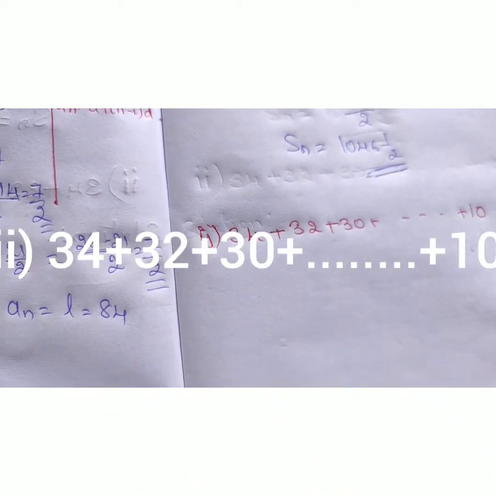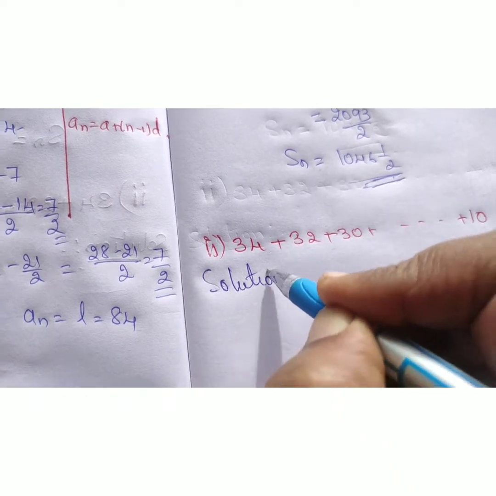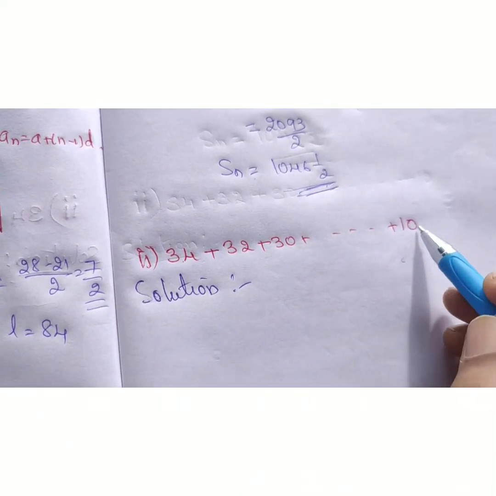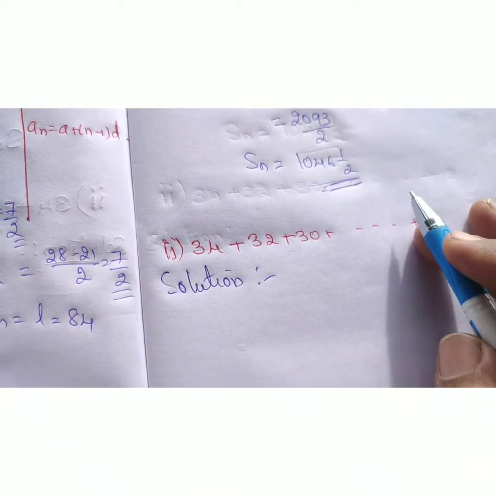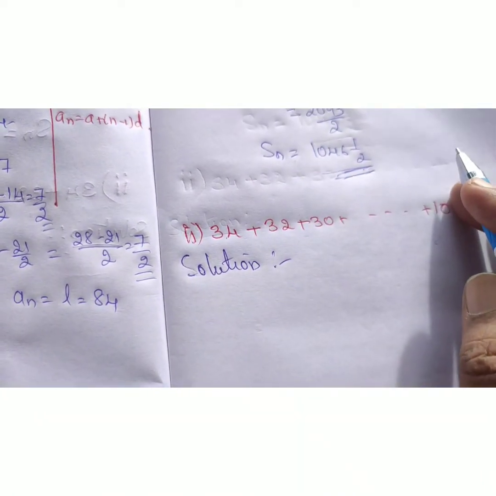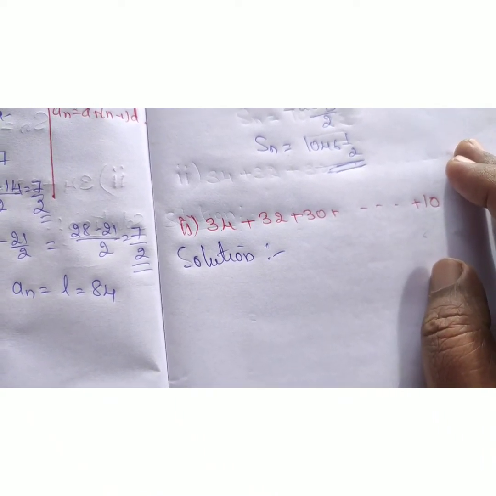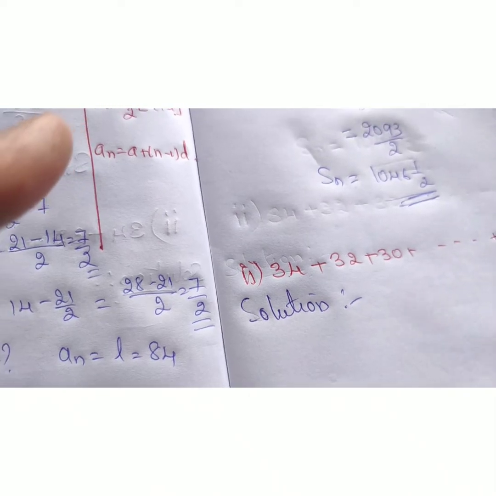So let us move to the second question and find the solution here. Again we need to check whether this is an AP. The first term is 34 and the nth term, that is the last term, is l, but we don't know n. So similarly we have to apply the formula an is equal to a plus (n minus 1) into d and find n. Then apply that n in the formula Sn is equal to n by 2 (a plus l) and find the answer. So let us solve now.